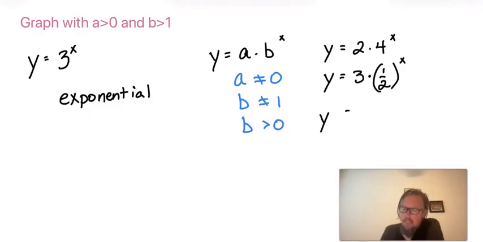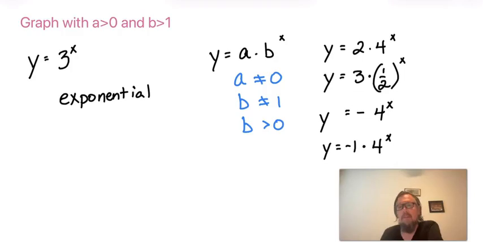And we could also do something like negative 4 to the x power. And you might be thinking, wait a second, hold on, you said b has to be bigger than 0. This is negative 4, right? No, this is the same thing as negative 1 times 4 to the x power. That is an exponential function. That's okay. What would not be okay is for me to do this. That is not exponential because now my b is a negative number. I'm doing negative 4 to the x power, so that one's not exponential.